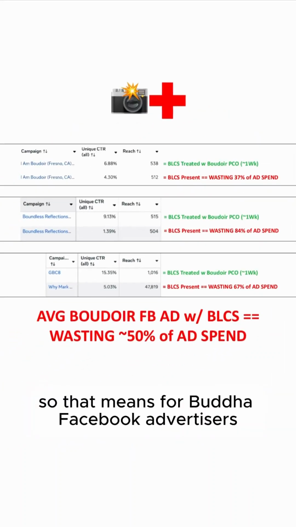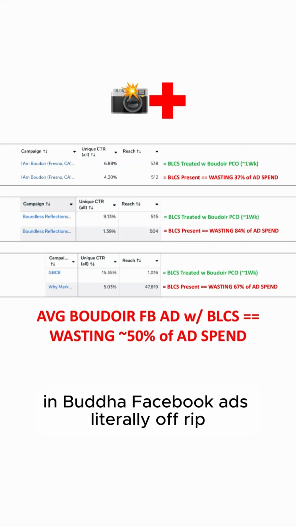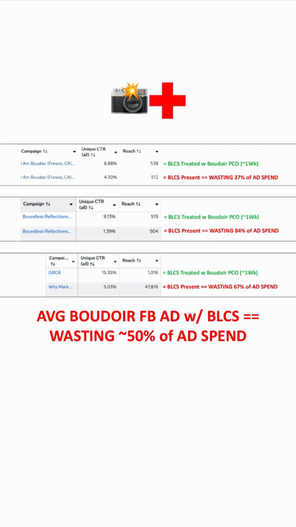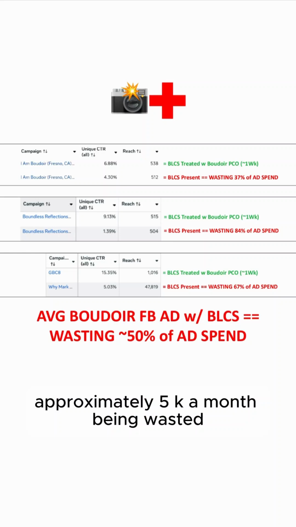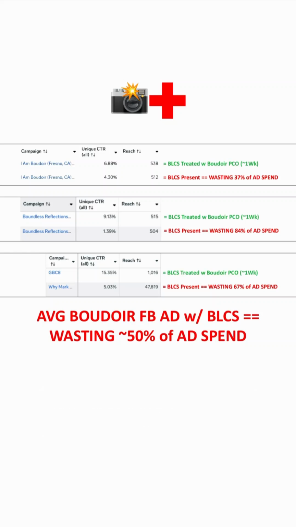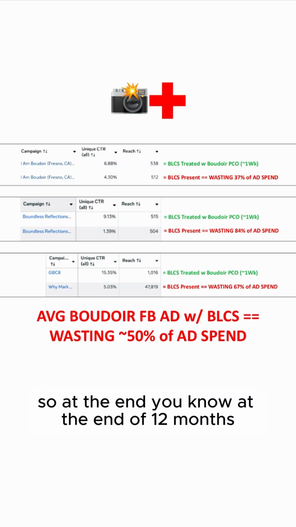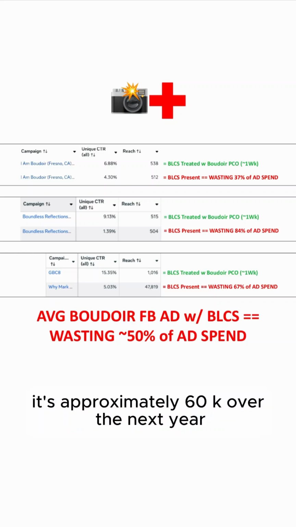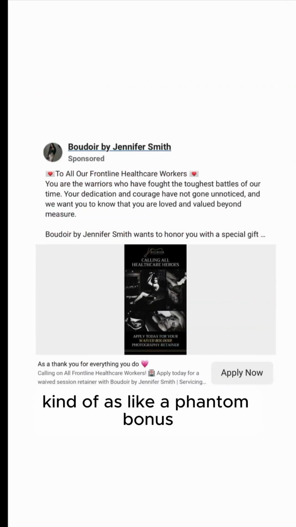So that means for Boudoir Facebook advertisers spending more than 10 grand a month in Boudoir Facebook ads, literally off the bat, approximately 5K a month is being wasted, paid to Facebook for no benefit whatsoever. And that's every single month. So at the end of 12 months, it's approximately a 60K bonus over the next year.